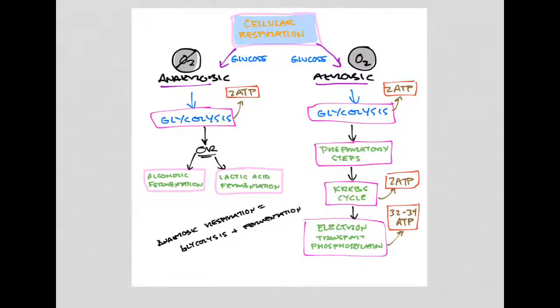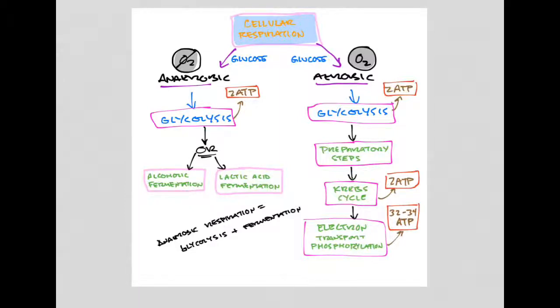So we have covered already the whole anaerobic process. So we have glycolysis there. Remember, we had made a net of 2 ATP in this process, and then during fermentation we regenerated our NADH to NAD+.